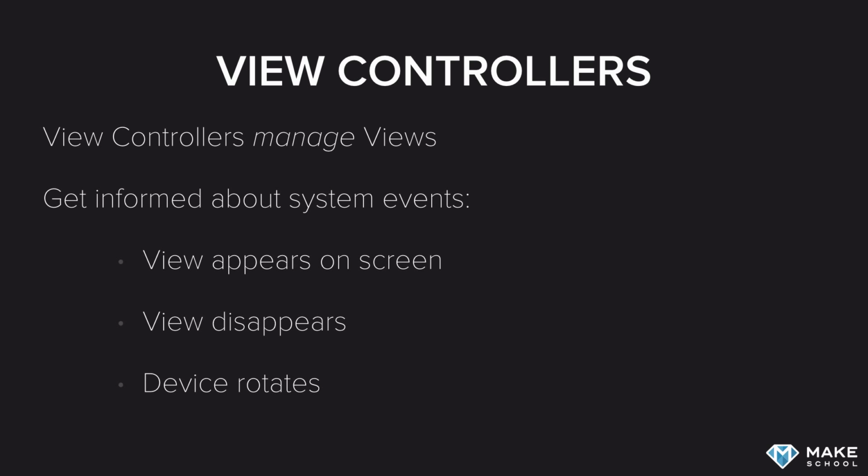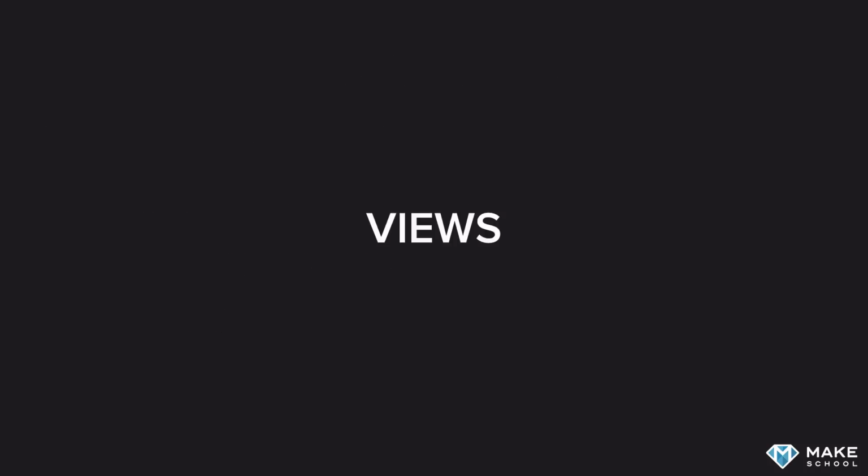So what is the responsibility of view controllers? How do they fit into our applications? The main responsibility for view controllers is to manage views. View controllers get informed about different system events. For example, when views appear on screen, when views disappear, or even when a device rotates. The view controller uses that information to make changes to its views. We will discuss the responsibilities of view controllers in detail later on throughout this presentation. First, let's get an overview of what views are in UIKit.